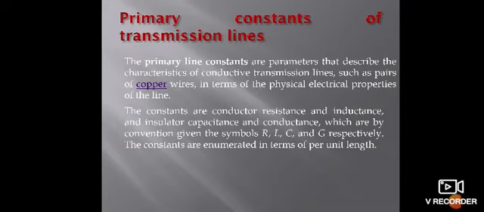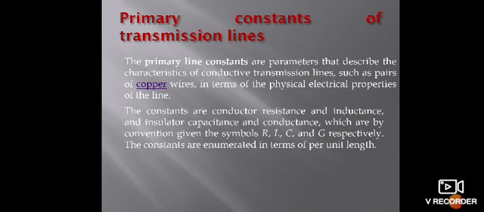So in terms of physical and electrical properties of the line, what are those constants? They come under the conductance, resistance, inductance and insulators. These come under the primary constants of our transmission line. Initially we can say them with the symbols R, L, C and G.